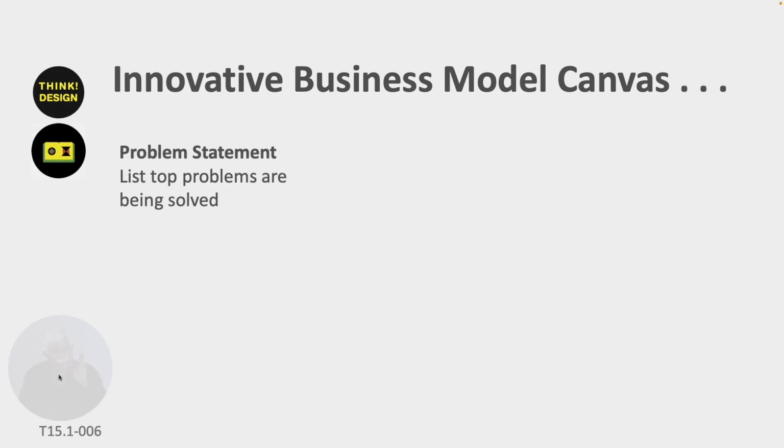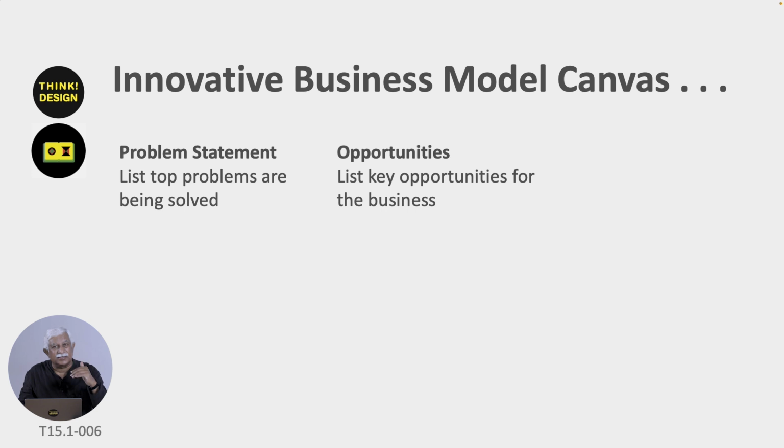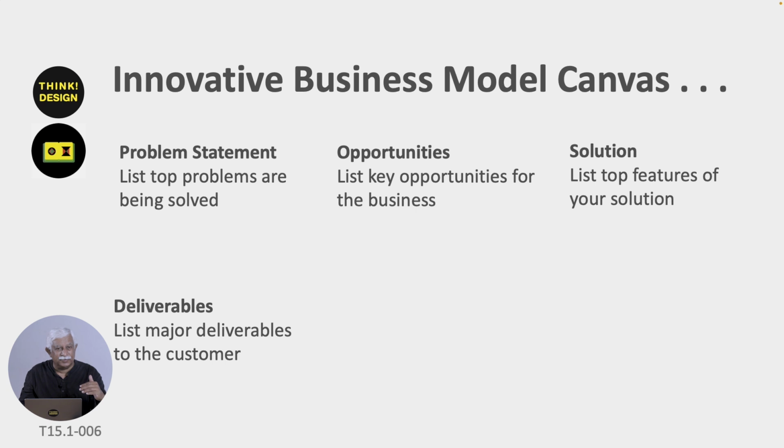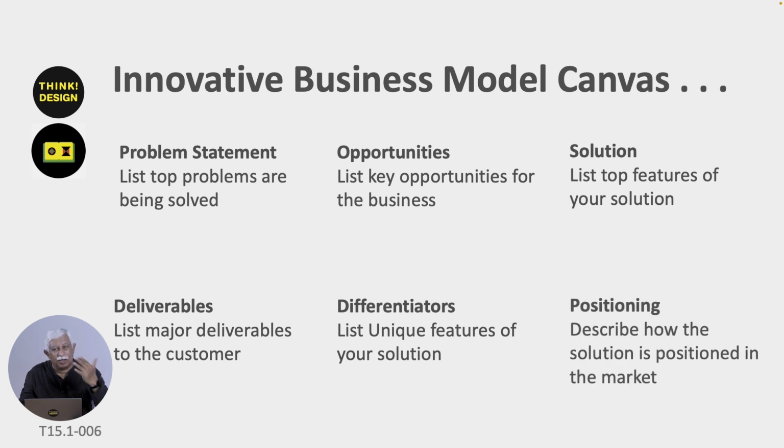So, let us look at what is the problem statement or the list of top problems that are being solved by your organization. Again, list key opportunities for business that you have and the solutions that you have thought of. Okay. So, these are all lists, and what are the deliverables to the customer, what are the differentiating factors that you offer as your solution, and how would you position your organization. Okay, so, problem statement, opportunities, solutions, what are the deliverables, differentiators and positioning.